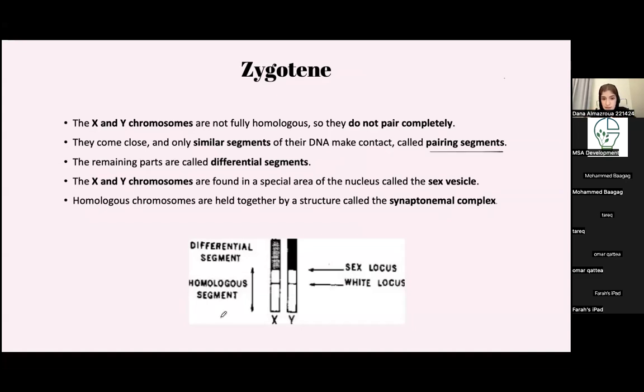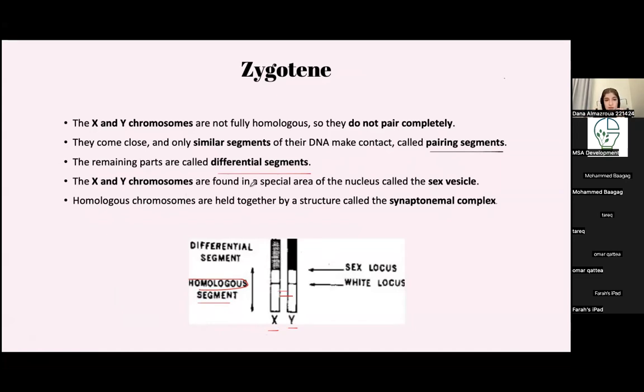So this is the X chromosome. Okay, so let's look at this picture. This is the X chromosome and this is the Y chromosome. The homologous segment, or similar segments, is what we call the pairing segment. So they're able to pair together. However, the remaining parts are called the differential segments. These parts don't pair together.